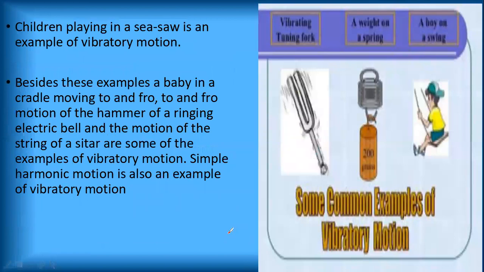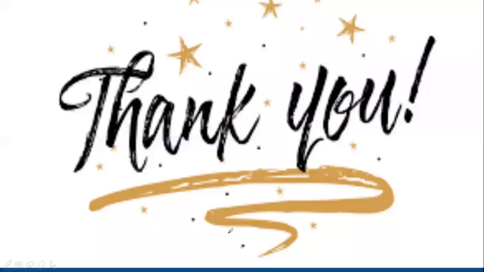Now, children playing on a seesaw is an example of vibratory motion. Besides these examples, a baby in a cradle, the to and fro motion of the hammer of a ringing electric bell, and the motion of the string of a sitar are some examples of vibratory motion. Simple harmonic motion is also an example of vibratory motion. Periodic motion is also called vibratory motion.